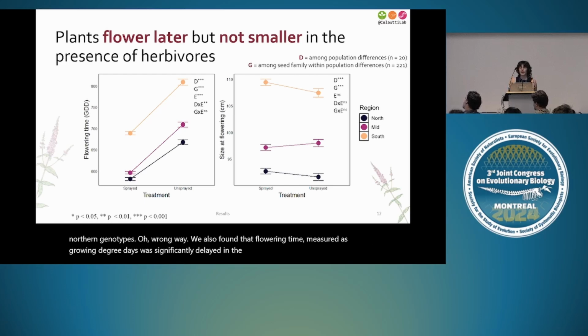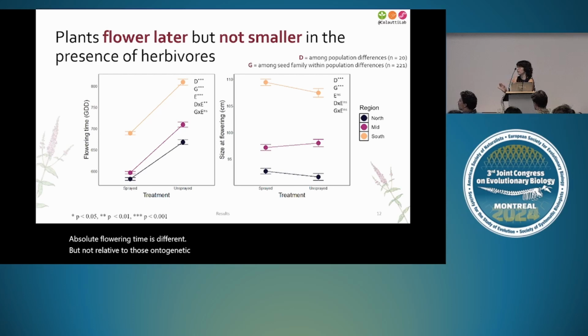of herbivory, but size at flowering was remarkably consistent between treatments, which I thought was really cool, with most of that variation clearly being explained by genetic differences among populations. So there's no ontogenetic change in flowering between treatments. Absolute flowering time is different, but not relative to those ontogenetic changes.